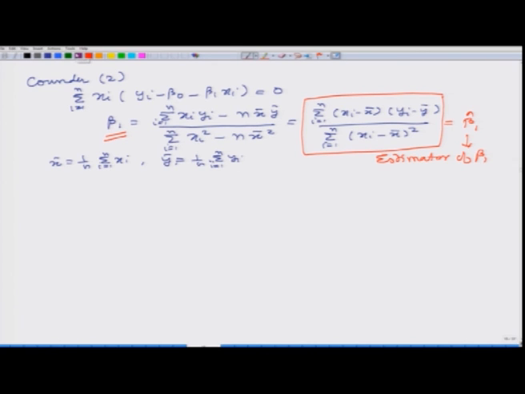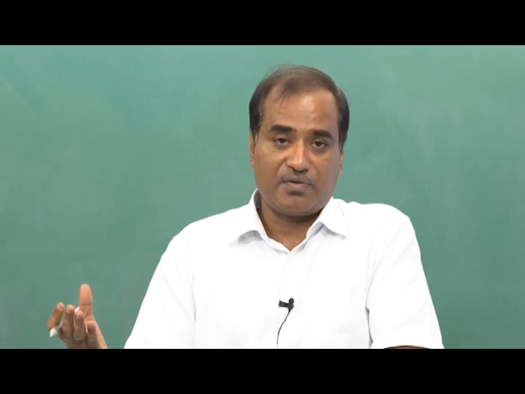For the sake of simplicity, let me rewrite here: beta 1 hat is equal to Sxy upon Sxx, where Sxy is nothing but the summation i goes from 1 to n of (xi minus x bar)(yi minus y bar), and Sxx is the summation i goes from 1 to n of (xi minus x bar) squared. In the later lectures we are going to use this notation. So, we have obtained the value of beta 1 as beta 1 hat.